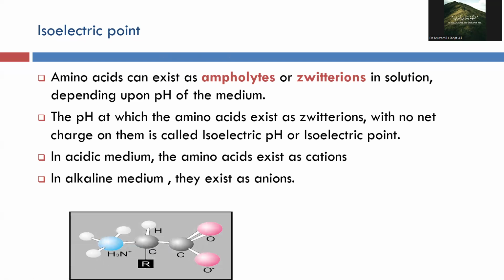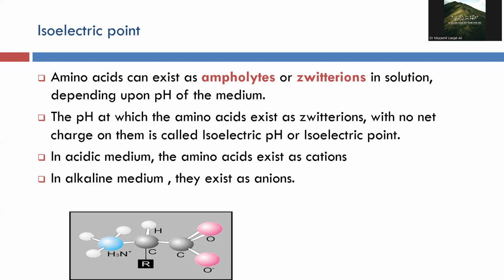So let's move further with more definitions. So let's talk about the acidic medium. It means there will be a low pH. The pH is on the lower side, meaning amino acids gain hydrogen ions. So ultimately, they become cations. The positive net charge is on their structure.